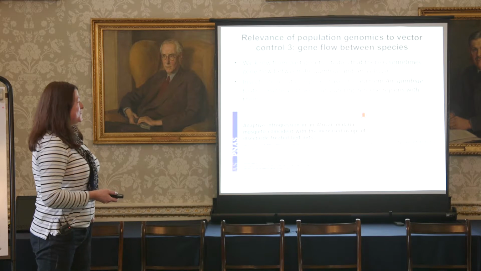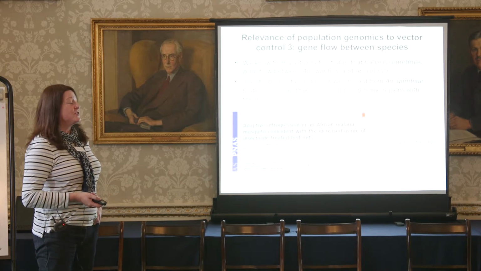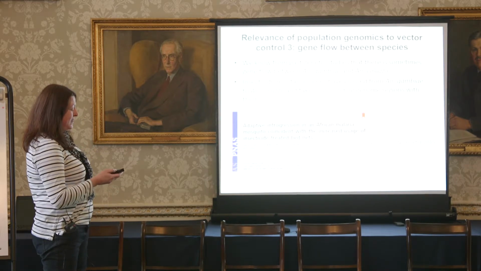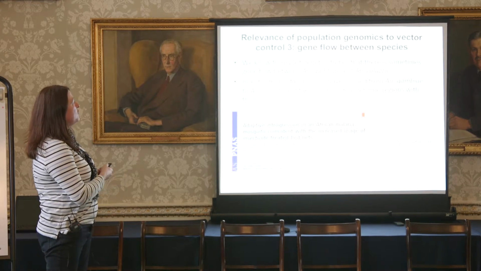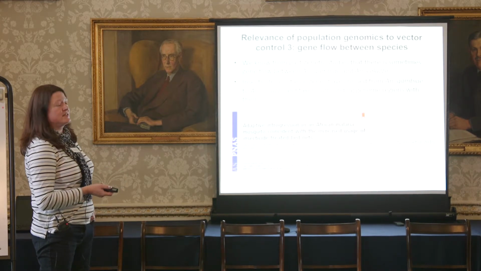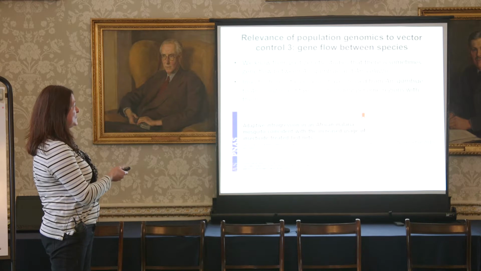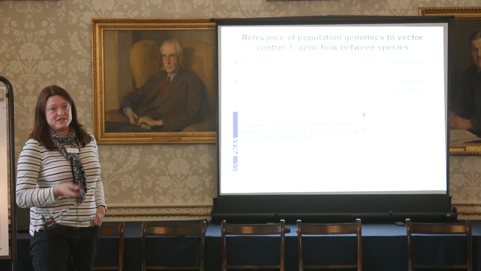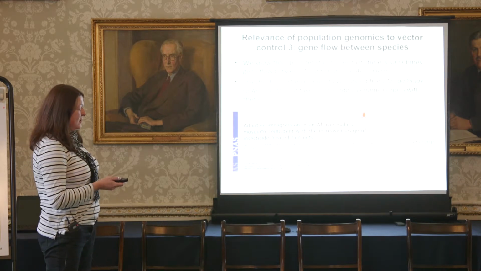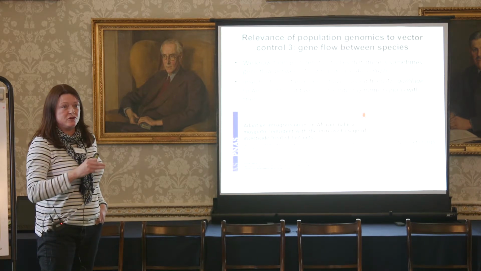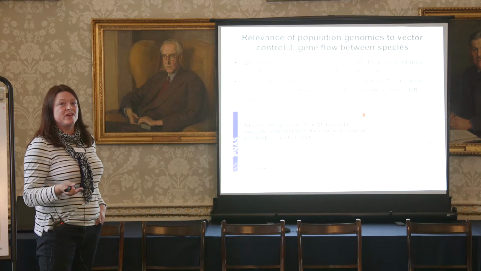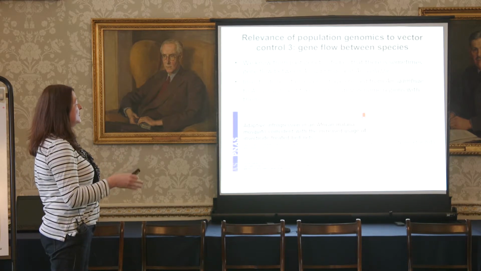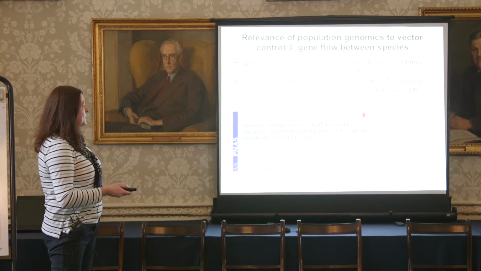So another thing that we want to know about is whether we're going to have gene flow between species. We know from past genetic studies that there is sometimes gene flow between Anopheles gambiae and coluzzii. You do find quite a lot of hybrids in the wild, especially in some areas in West Africa, but those hybrids are not just dead ends. The genes do actually continue to flow between the species.